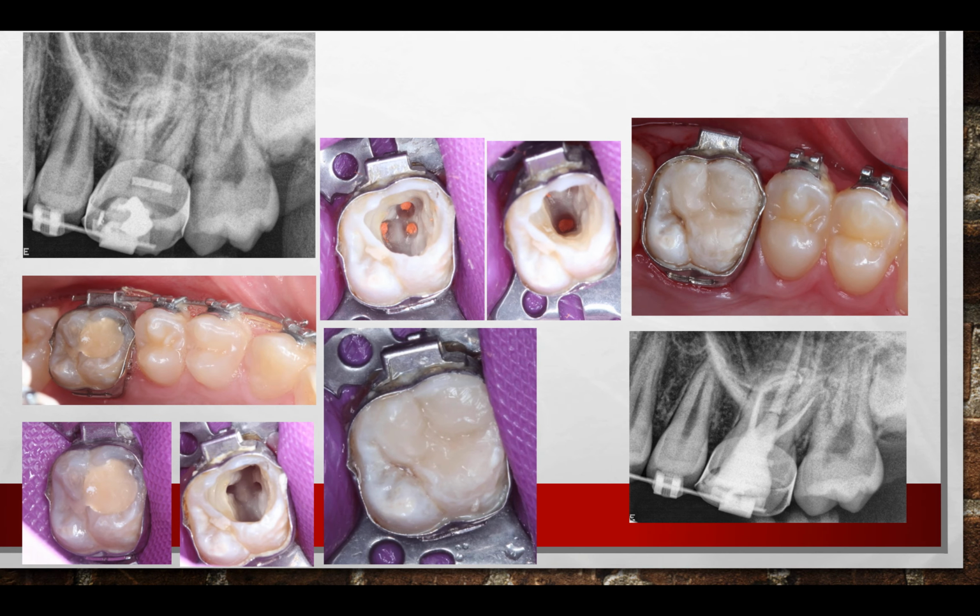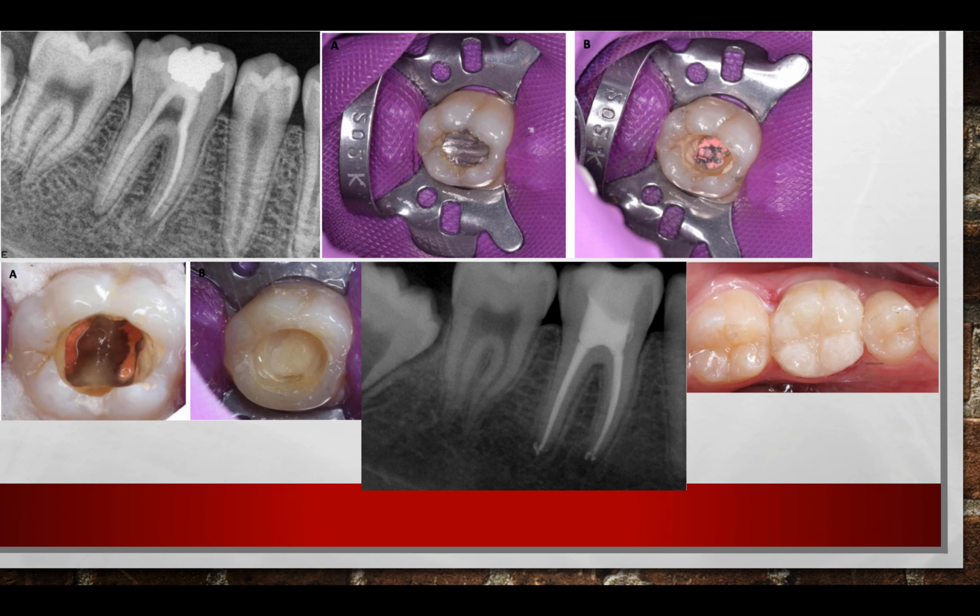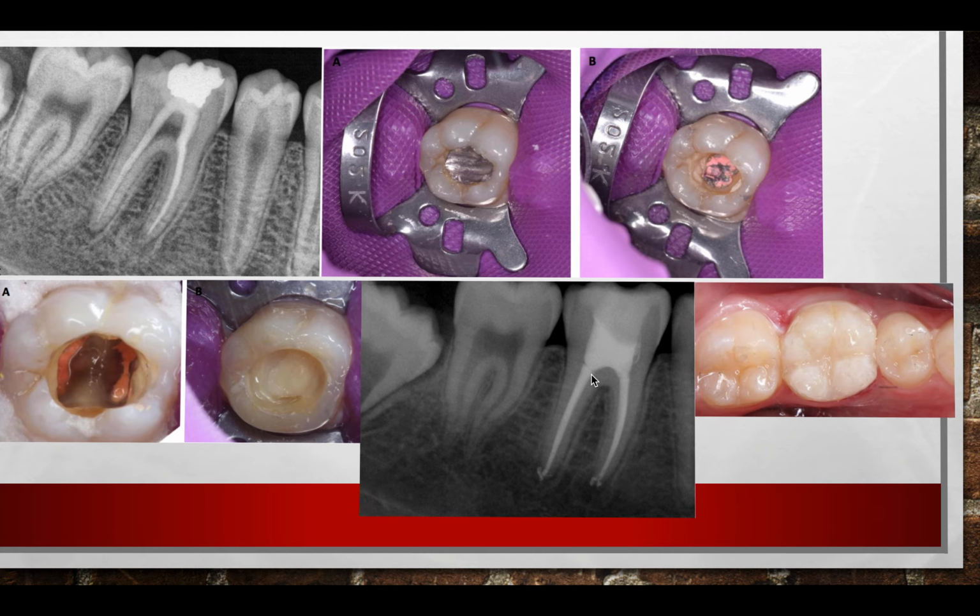But when the access cavity only involves the occlusal surface of the tooth and it's a conservative access cavity, then a direct composite restoration is enough. Okay? This is another example. This tooth has undergone root canal treatment. The tooth was still symptomatic. The access cavity was conservative and it's done only on the occlusal surface. Both marginal ridges are intact. The root canal treatment was redone, and the tooth was restored with direct composite. Okay.